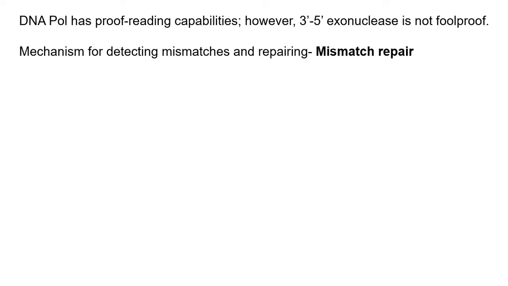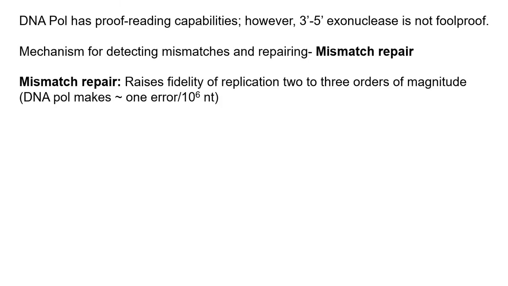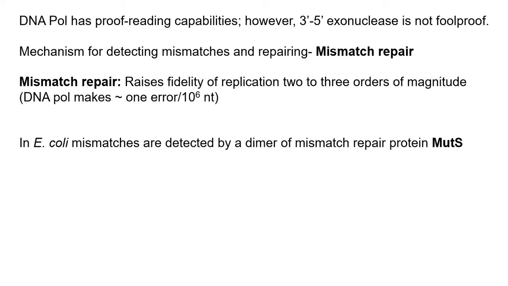The mechanism for detecting these mismatches and repairing them is called mismatch repair. Mismatch repair raises the fidelity of replication by 2 to 3 orders of magnitude. When DNA pol makes an error, it's usually one error in about 10 to the power 6 nucleotides. But once mismatch repair happens, this error rate is much lower than it would be without the repair. So how does this mismatch repair work?